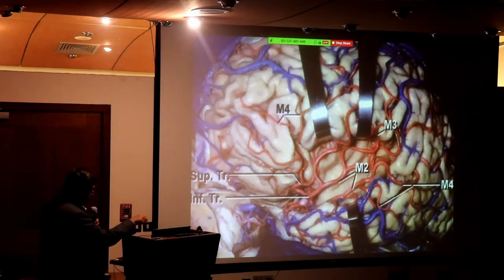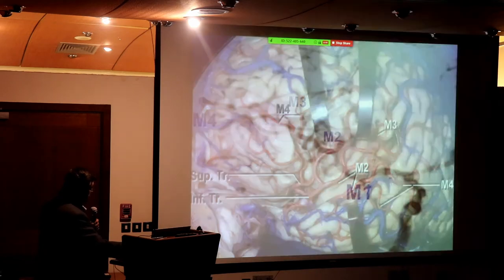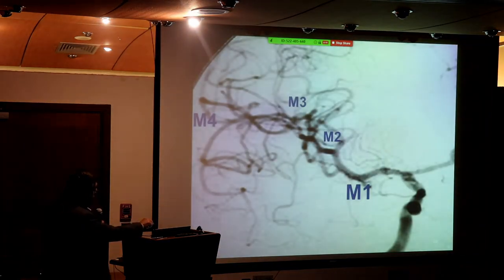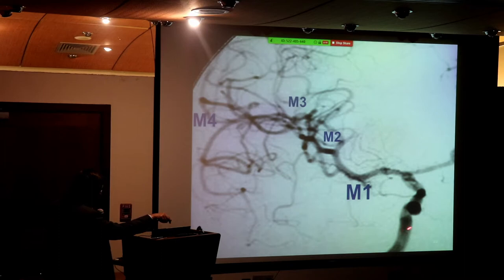The same picture again. And this is what you see on angiogram: the carotid artery, the cavernous part, the intracranial part, anterior cerebral, M1, M2, M3, and M4.